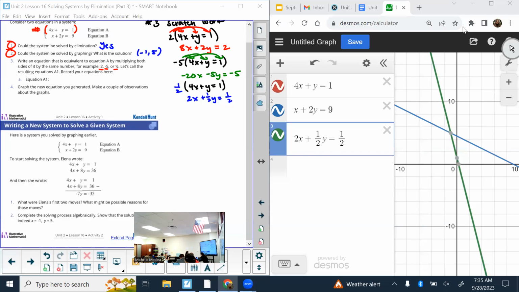And I'll freeze my screen. So what did we observe when we graphed all three equations? Haley? So all the three lines do?